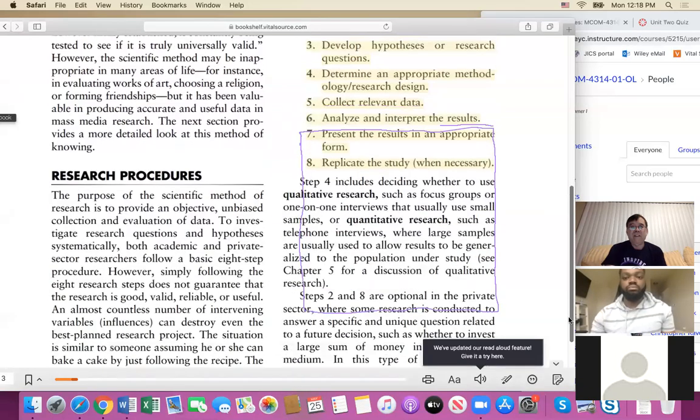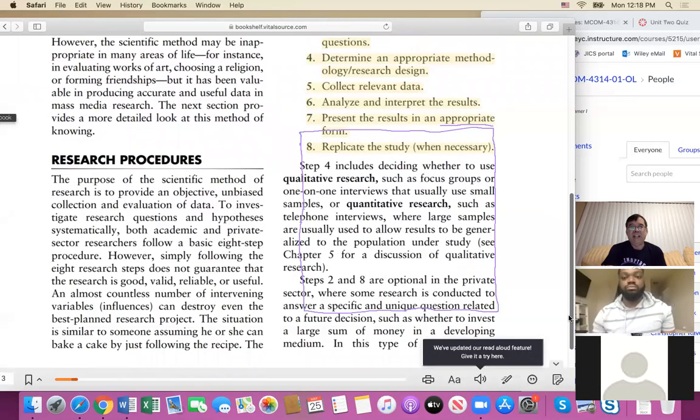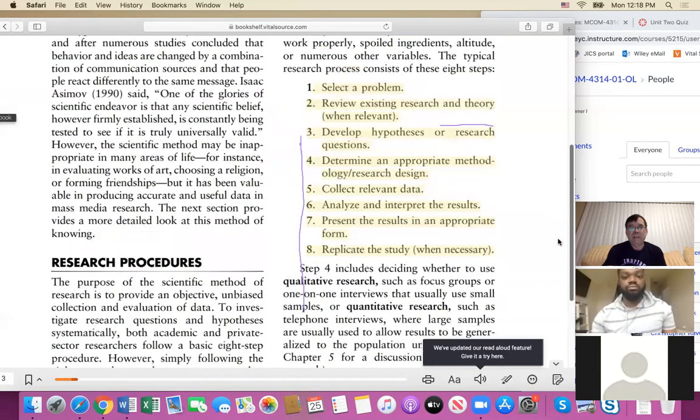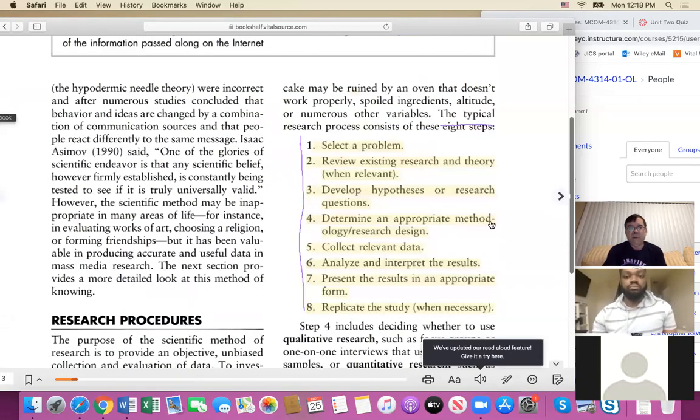Now, it goes right down here, and step 4 includes whether it's qualitative or quantitative. And so appropriate methodology, research design, quantitative methodology versus qualitative. We're going to go into that more in the next quiz, the quantitative versus qualitative. So I'm not going to try to explain that in detail here.